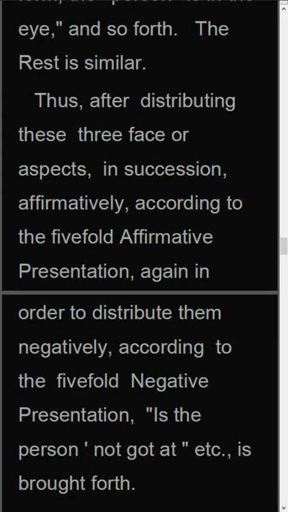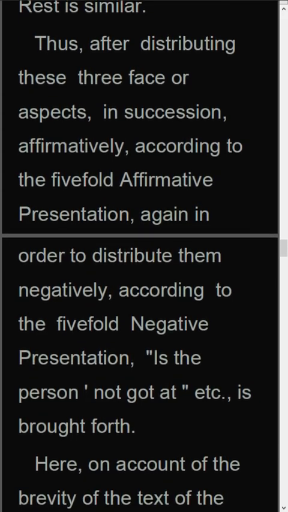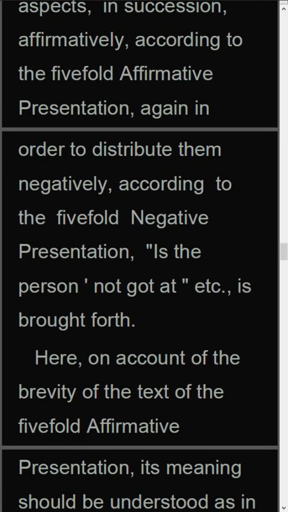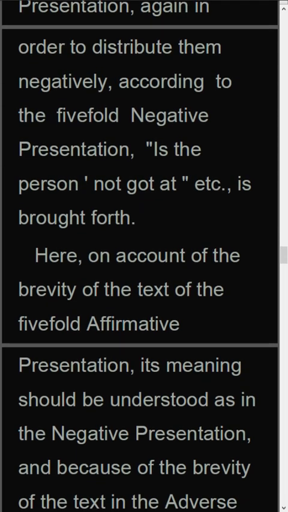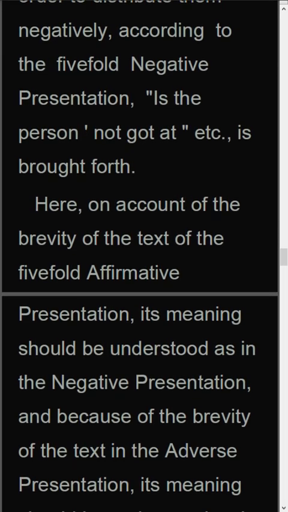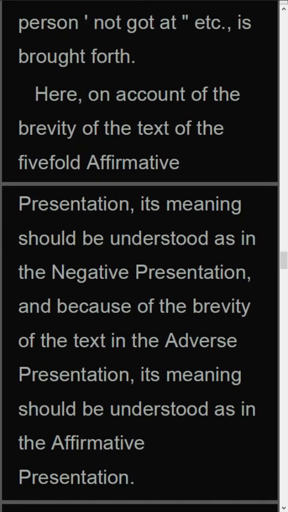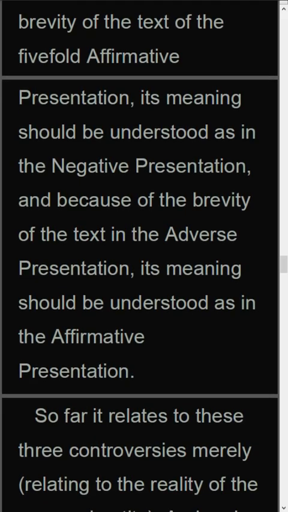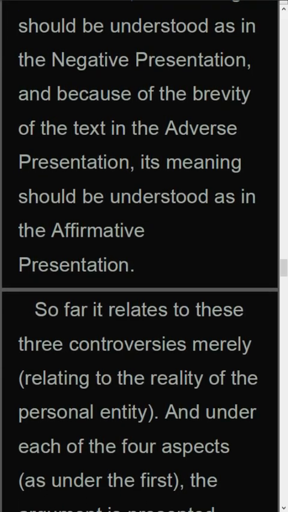again, in order to distribute them negatively, according to the fivefold negative presentation, "is the person not got at," etc., is brought forth here. On account of the brevity of the text of the fivefold affirmative presentation, its meaning should be understood as in the negative presentation. And because of the brevity of the text in the adverse presentation, its meaning should be understood as in the affirmative presentation.